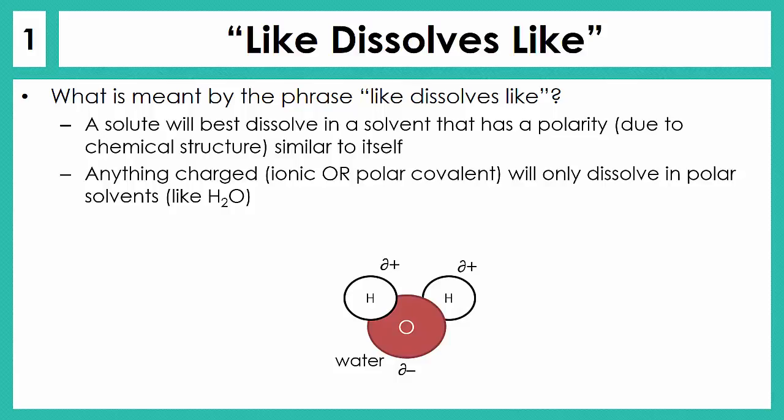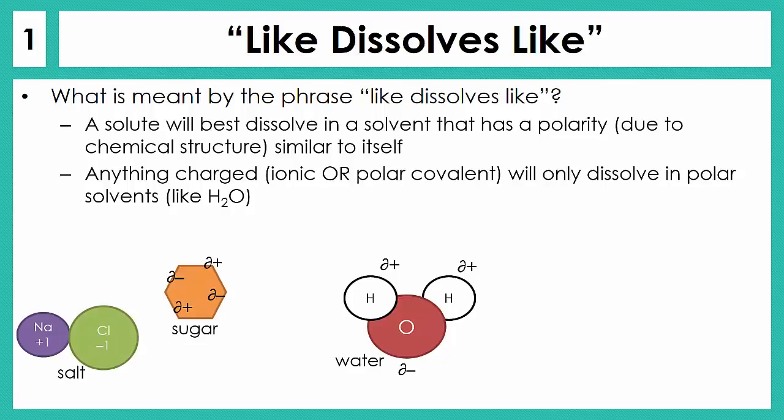If we look at a water molecule, due to uneven electron distribution, it has a positive region that is electron poor on the hydrogen side, and on the oxygen side it is electron rich, meaning it has a partial negative charge. If we look at something like sugar or something like salt, both of these compounds are made of charges. Sugar is polar covalent, meaning that it also has those uneven distributions of electrons.